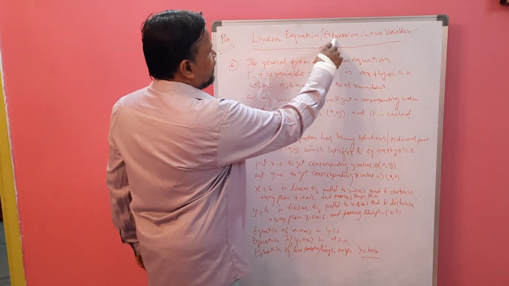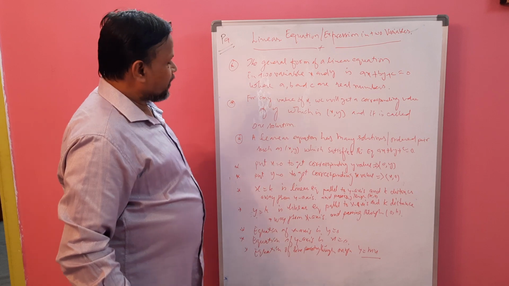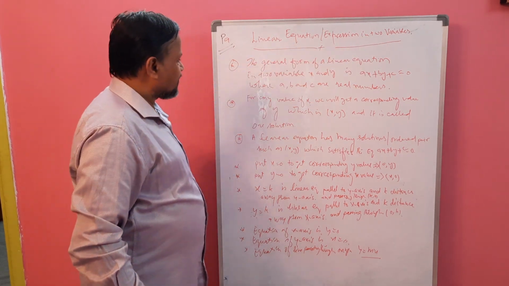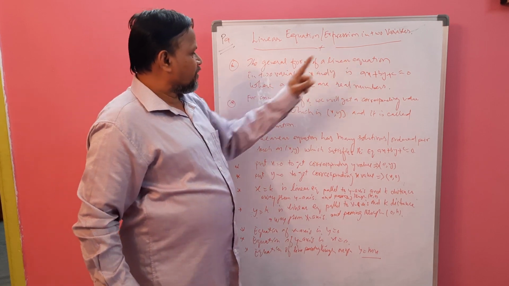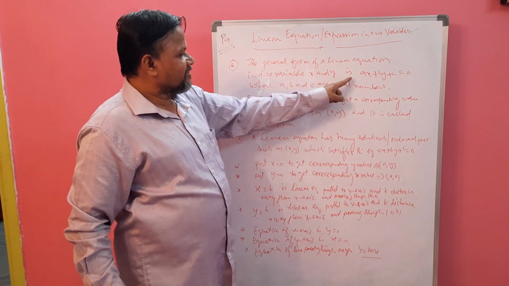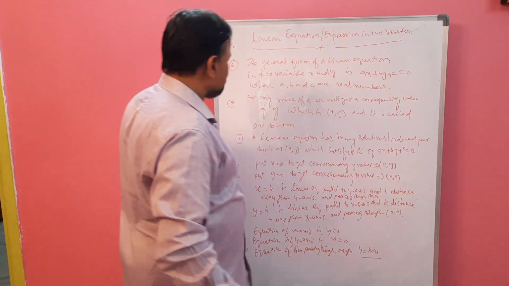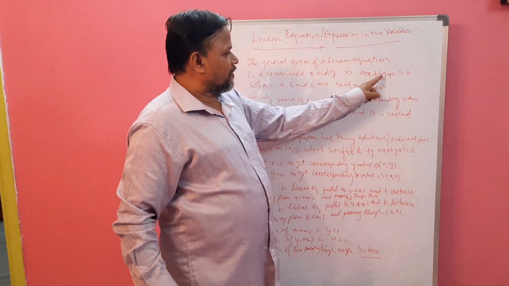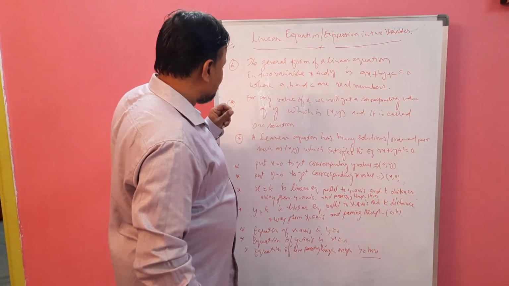Linear equation or expression in two variables. Now we are going to learn about linear equations in two variables. First point, the general form of a linear equation in two variables x and y is ax plus by plus c equal to 0, where a, b and c are real numbers, and x and y are two variables.